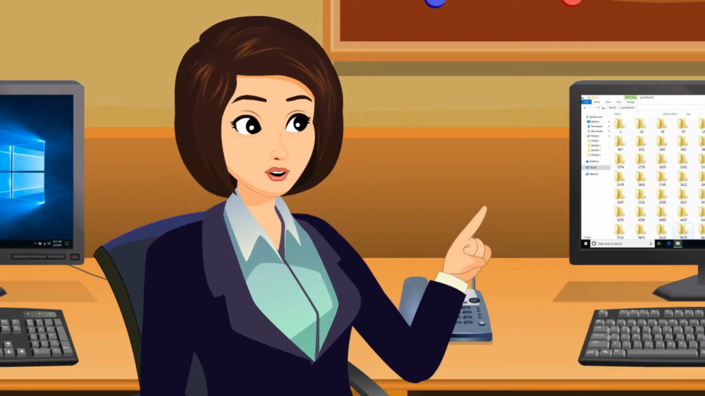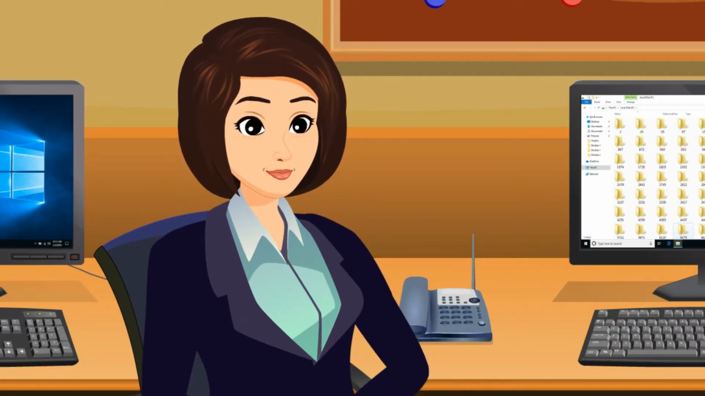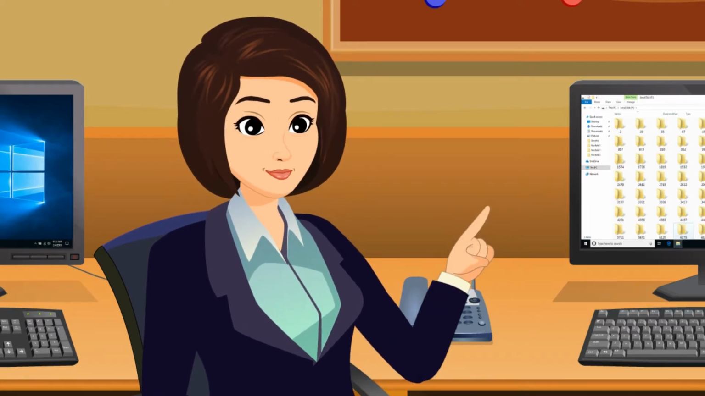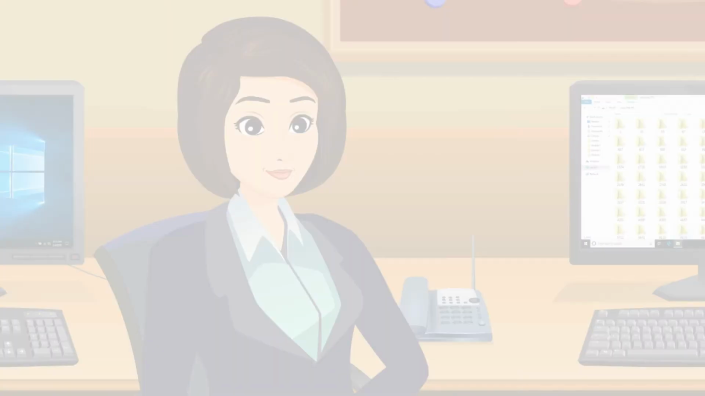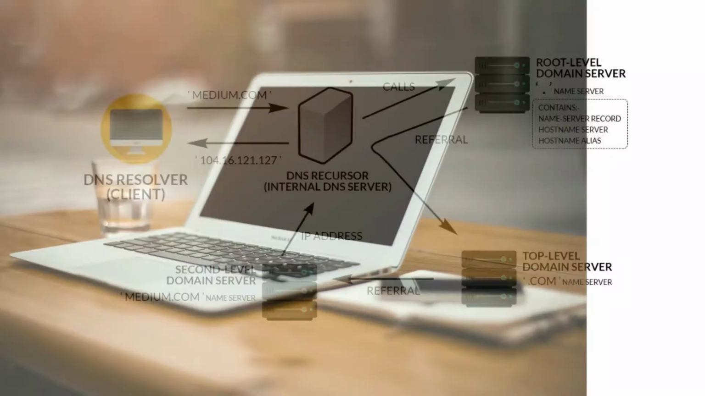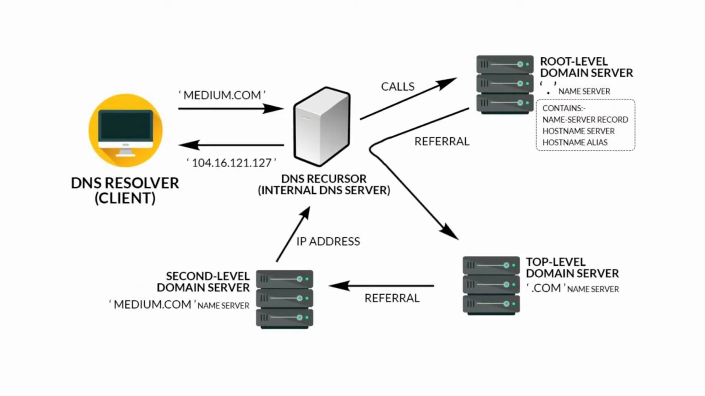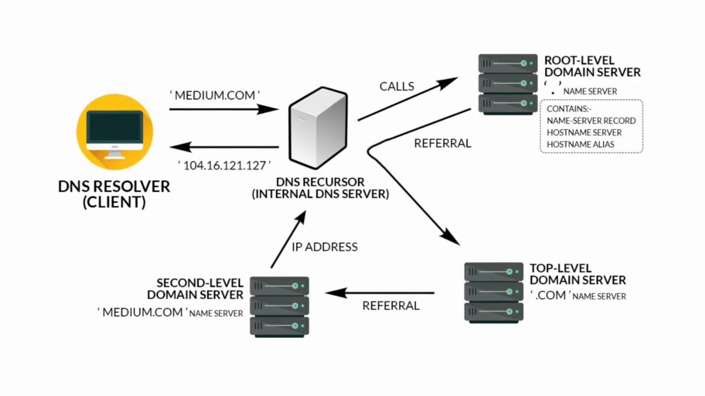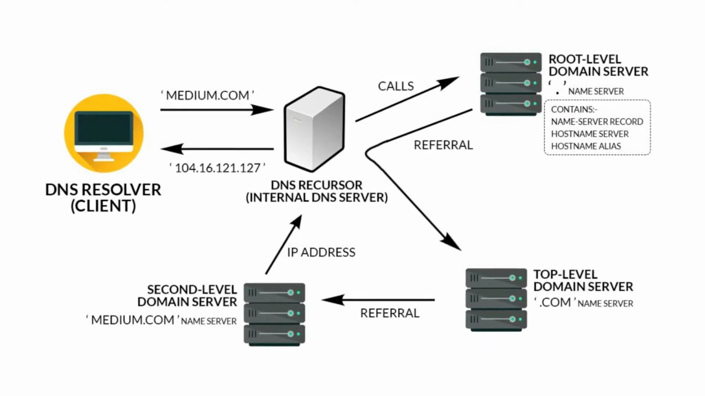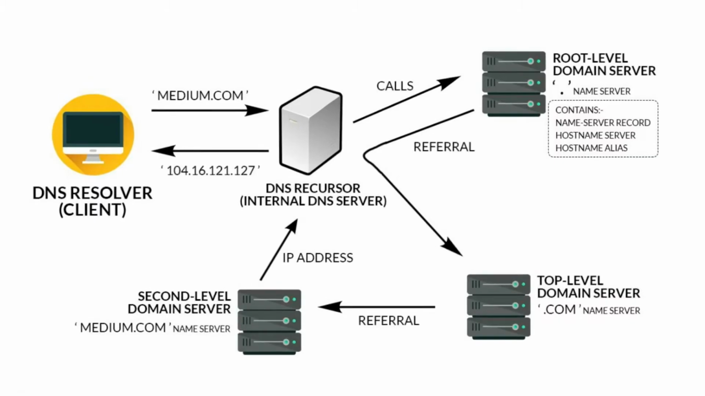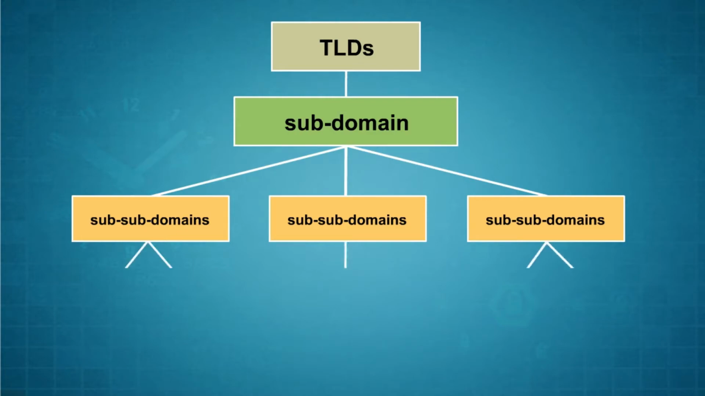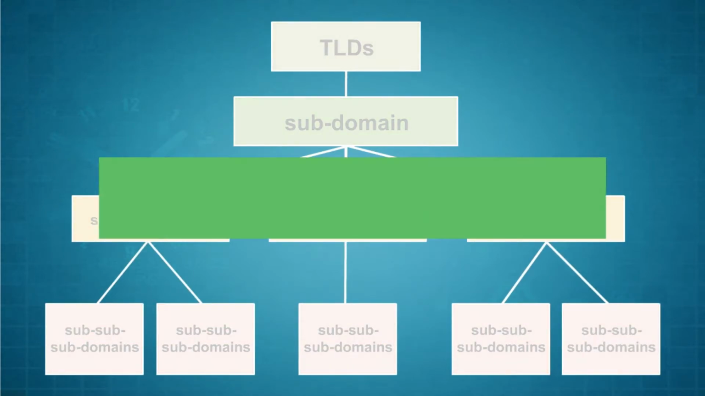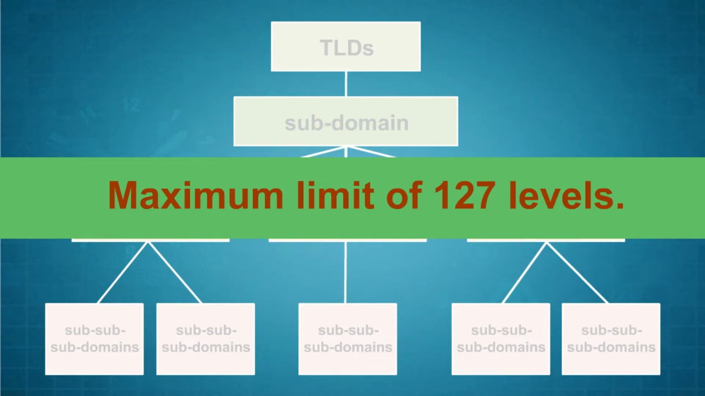These registries are responsible for keeping the records for their assigned TLD and making infrastructure available to the Internet so users can map each domain name to its corresponding IP address. The DNS uses computers, which are known as name servers, to record or map domain names to the corresponding IP addresses using a database of records. TLDs are followed by subdomains and sub-subdomains and so forth, with a maximum limit of 127 levels.